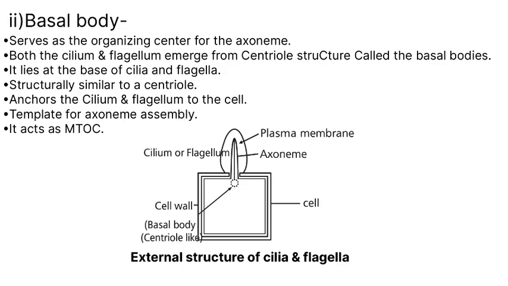I have attached this external structure of the cilia and flagella, where you can clearly see the centriole-like structure of the basal body is attached at the base of the axoneme. So both the structures of the basal body and the centriole are structurally similar to each other. They both are composed of 9 triplet microtubules. So let's do their structure together in the next slide.